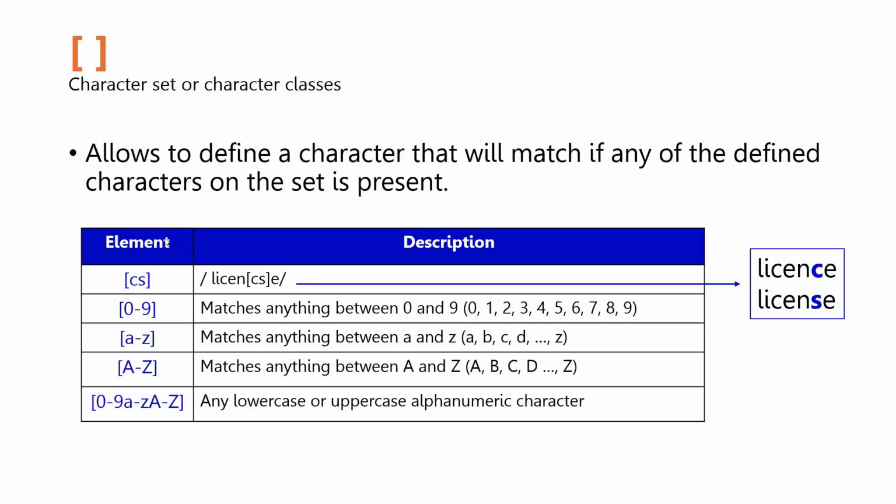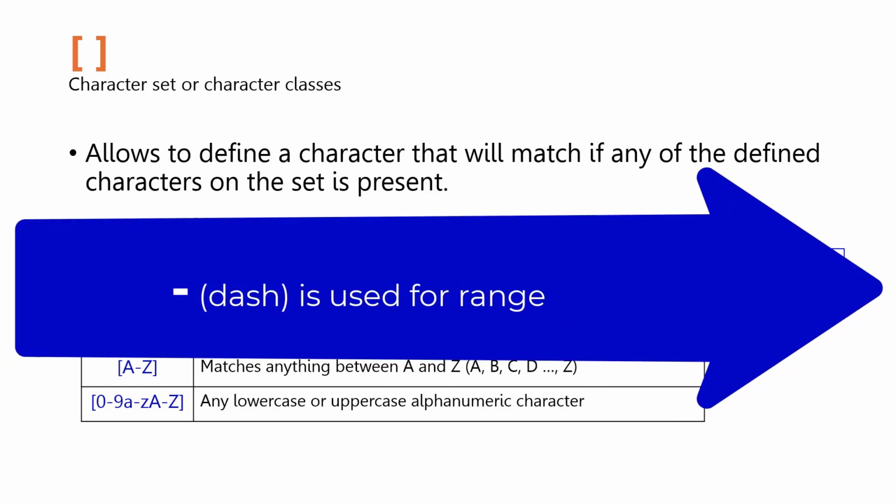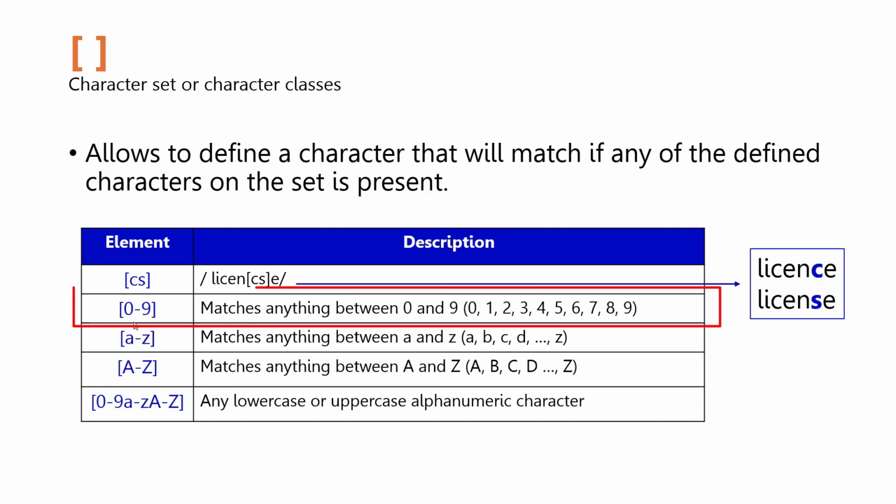It's not only a set of characters we can provide; we can also provide a range of characters. This can be done by leveraging the hyphen or dash symbol. For example, in this case you have seen the character range between 0 to 9, which is a range, and this will look for all the characters between 0 to 9, which is 0, 1, 2, 3, 4, 5, 6, 7, 8, 9.